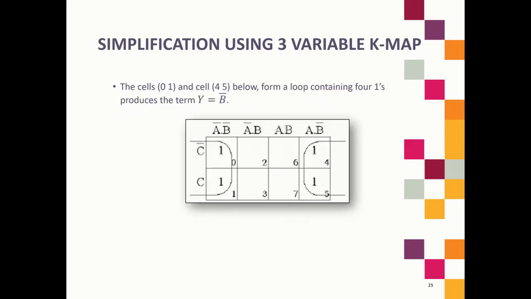And then an example is this one. This K-map shows that you can form a loop that contains 4 ones: 1, 2, 3, 4. So these 4 cells are also considered adjacent, so you can loop them together as one loop. What is the simplified term? The simplified term is equal to B bar, because here you have B bar, here you have B bar, and B bar. So this is how you simplify a truth table by using a three variable K-map.